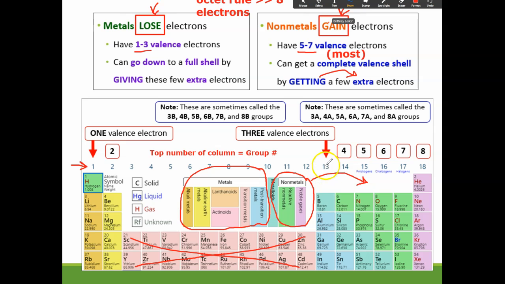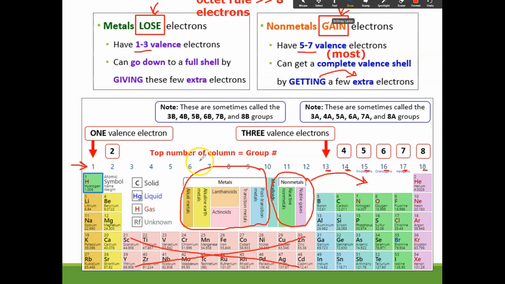Now, we kind of ignore the middle for high school chemistry because the middle transition metals act kind of weird, okay? But moving over to the other side, group 13, you don't count it as 13 valence electrons. Instead, you only look at the last digit of the column. So in this case, group 13 has 3 valence electrons. If you see 3 valence electrons, you know it must be in group 13. If you see 4 valence electrons, it must be in group 14. 5 is group 15, 6 is group 16, 7 is group 17, and group 18 has 8 valence electrons.